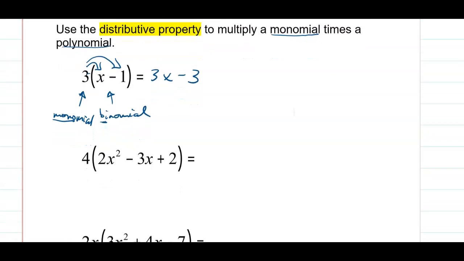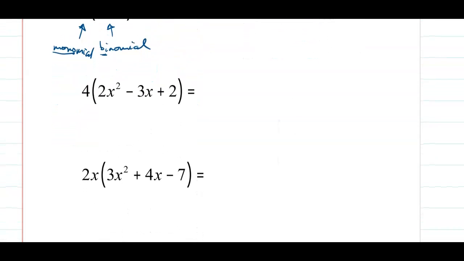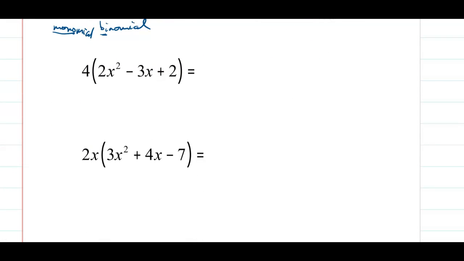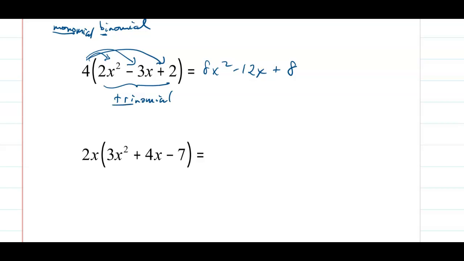The next example is similar, but just slightly more involved. 4 times 2x squared. That's going to give us 8x squared. 4 times a negative 3x is negative 12x. And the 4 times the 2 is a plus 8. And in this case, this polynomial is called a trinomial because the tri stands for 3 terms.